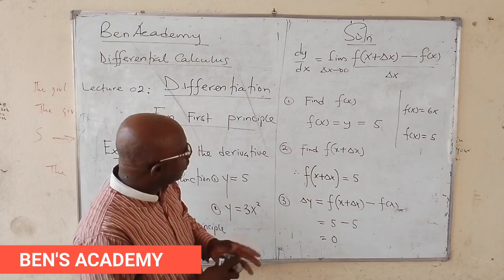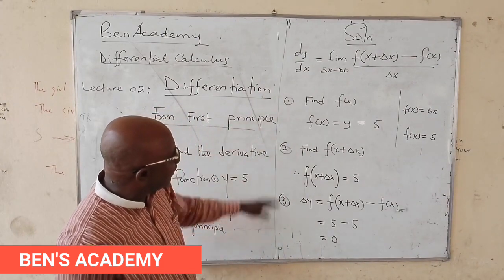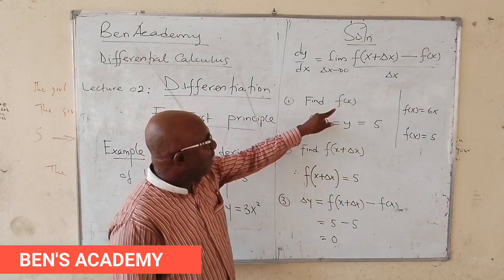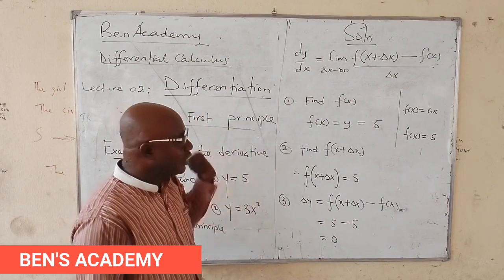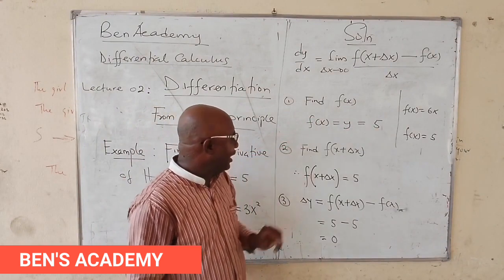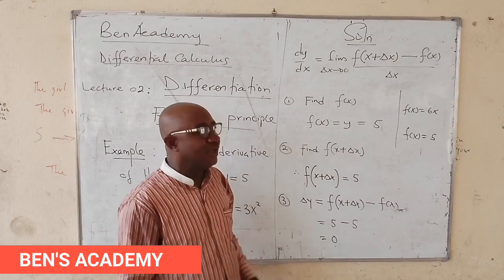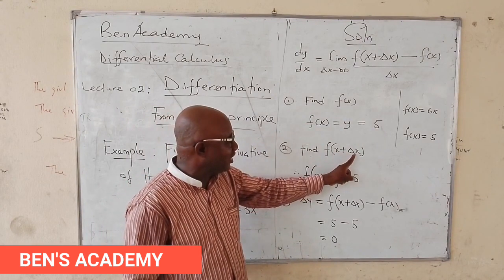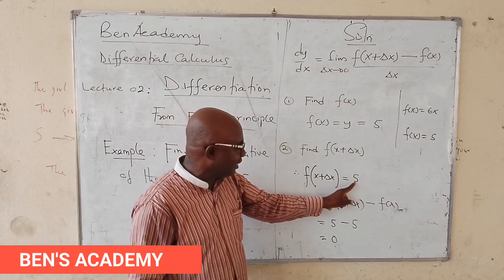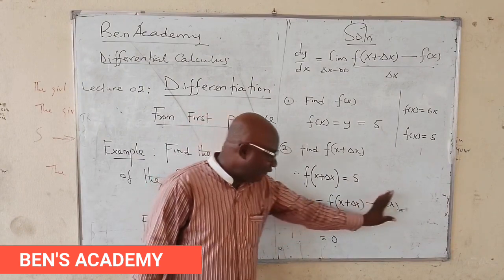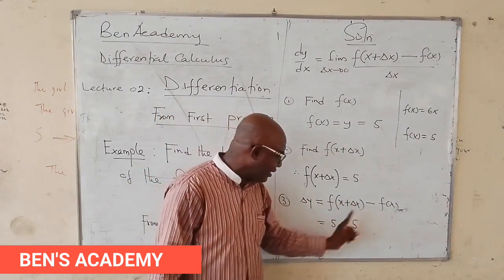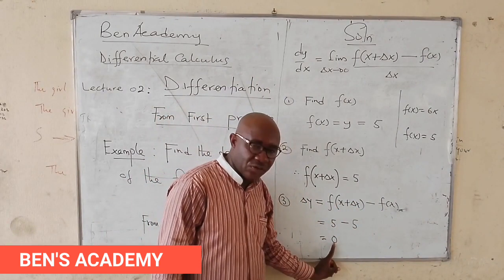Again, to run down the 3 steps which I've so far done: first is to find f of x. You get f of x from the problem given to you. The question that is given to you is the function. So you place f of x there, the value of the function, which is 5. Then step 2, you find f of x plus change in x, meaning anywhere you see x, you replace it by x plus change in x. I've done that, and x plus change in x will still remain 5 because it is a constant function. Step 3, you find the difference of the last 2 answers you have gotten. And here we have it: 5 minus 5 is equal to 0.